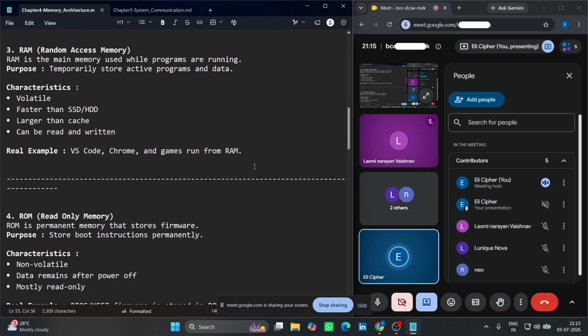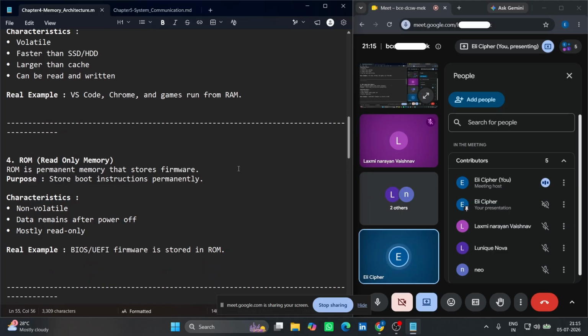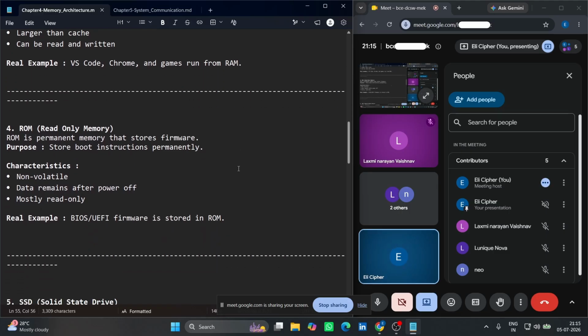Hope that you got RAM. Okay, Leo, you got it? Leo.